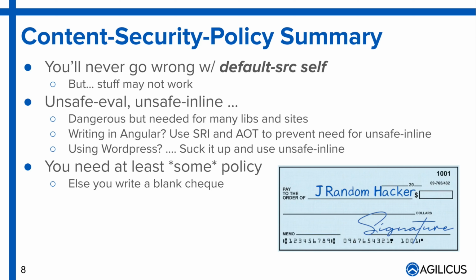If you're still using Angular.js, even though it's quite old, you may find that you need to turn these on. But if you're using modern Angular, you can use sub-resource integrity and the ahead of time compiler. You can have hashes on everything, and you can turn off unsafe inline. If you're using WordPress, it's still not there yet. You're going to have not a lot of choice in the matter. But you have to put some effort into this and put some policy. Otherwise, you're just writing a blank check for some hacker to do something malicious on your site to your users. And you don't want that.